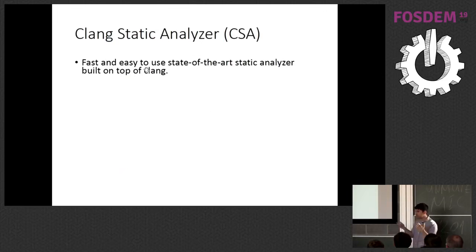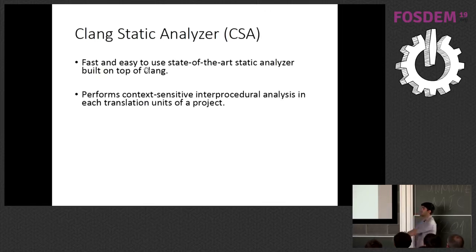And this is how the Clang static analyzer works. The Clang static analyzer is built on top of Clang. It supports all the languages that Clang supports. It performs context-sensitive interprocedural analysis. And this is something that we have to stress: it looks at just one translation unit at a time, which might trigger some false positive bugs. If you have a function defined in another file, it might report some false positive bugs, something that is being worked on by other groups.